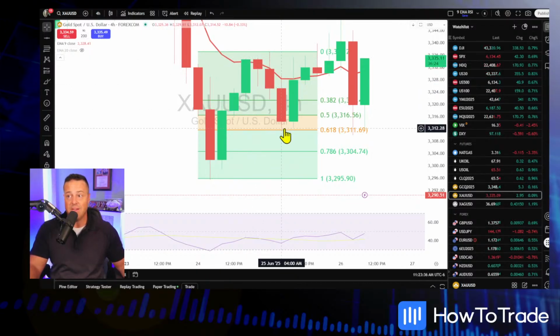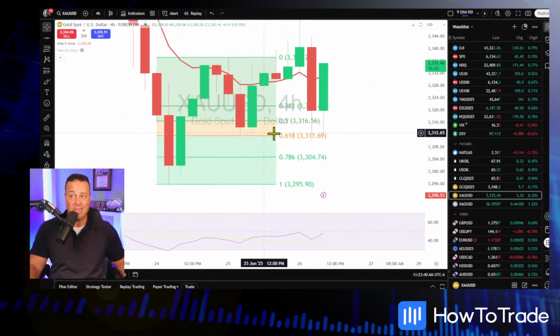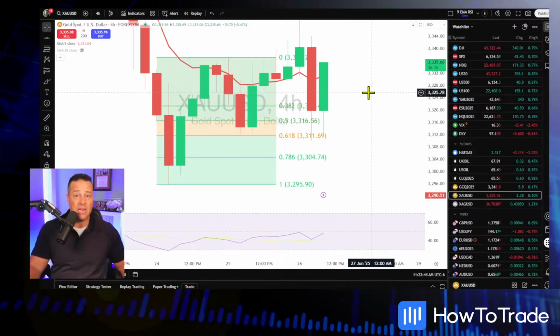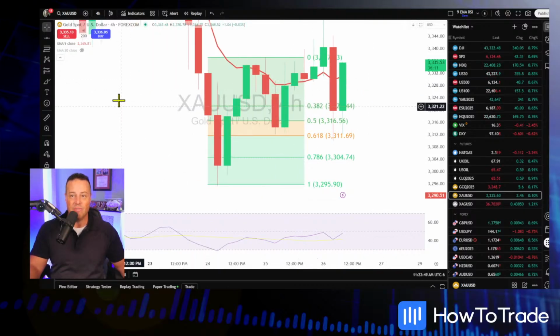There's your pullback right to 62%. You could have bought 38% or 62%. And if you bought down here at the back end of that golden zone, now you're in the money. Now you're $24 in the money, and life's pretty good. The other thing you've done is you've made sure that you flip the risk versus reward in your favor. Stop loss is going to be beneath this swing low, and look at that.